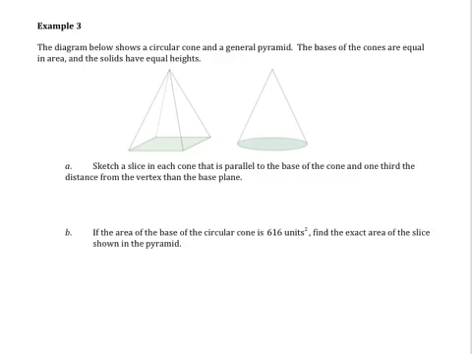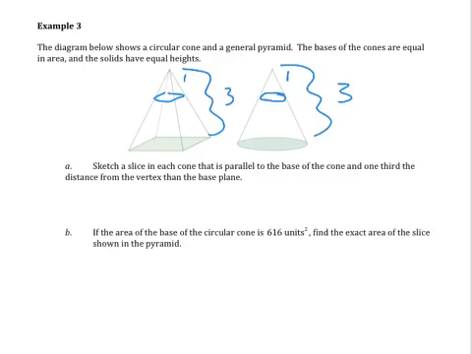So here's an example of that. We have a circular cone and a general pyramid. The bases of the cones are equal in area and the heights are the same. So we're going to sketch a slice in each of them that is parallel to the base and 1/3 the distance from the vertex than the base plane, which means it's going to be closer. So if I can sketch this, it's going to be here. It's going to be at the same height. If this distance is 1, then the overall distance will be 3. That's the ratio, 1 to 3. That's why it's 1/3 of the way.